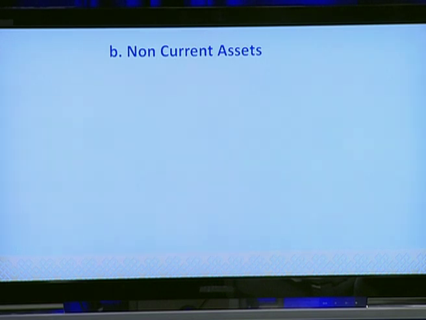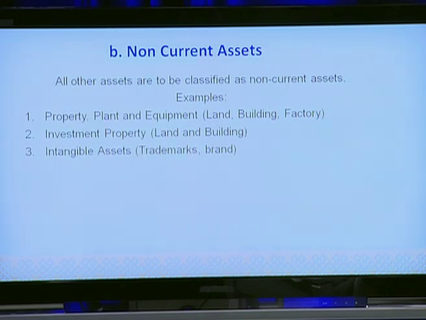Now, the second kind of the broader asset we have is non-current assets. Non-current assets are all other assets which are not current assets. So, therefore, I have also mentioned here all other assets are to be classified as non-current assets, which means the assets which do not qualify to become current assets are considered as non-current assets.